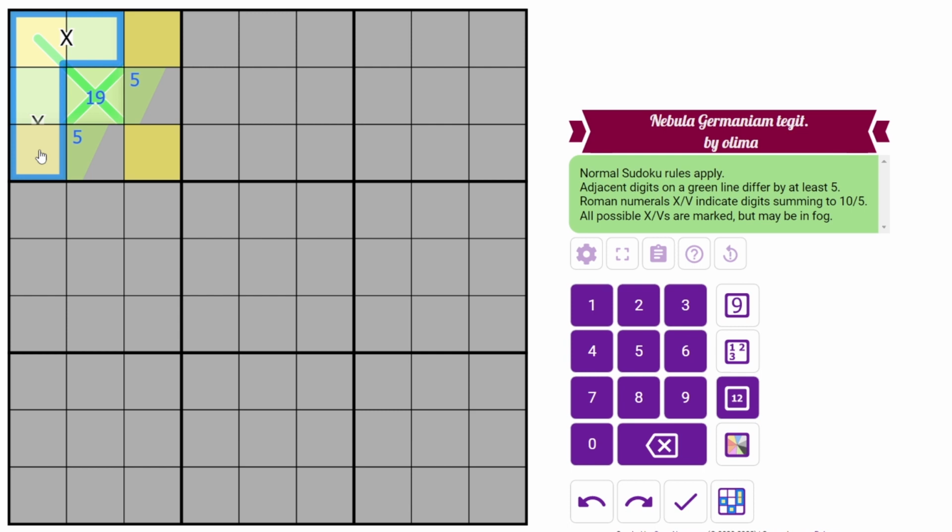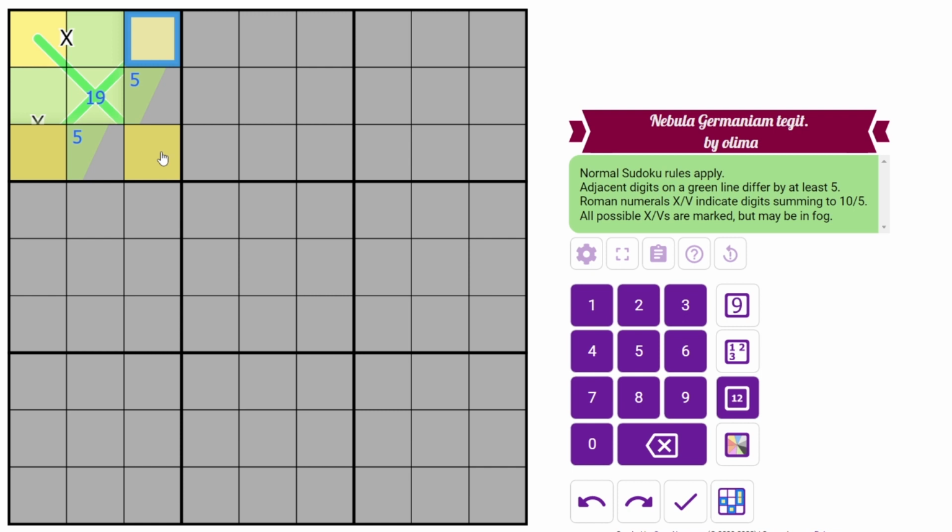So 1, 9 is not here, because if any of 1 or 9 is here, they cannot be part of this X. Because then the other digit should again be from 1. For example, if 1 is here and you have 9 here, then you should have 1 here, which is not possible because 1 is already there. So none of this is 1, 9. This cannot be 1, 9. So 1, 9 is one of these.